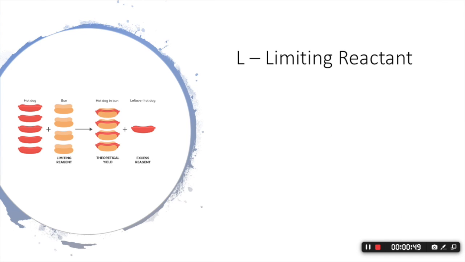L is for limiting reactant. A limiting reactant is the reactant that is used up first in the reaction, thus limiting the amount of product that can be made. The other reactant is considered the excess reactant.